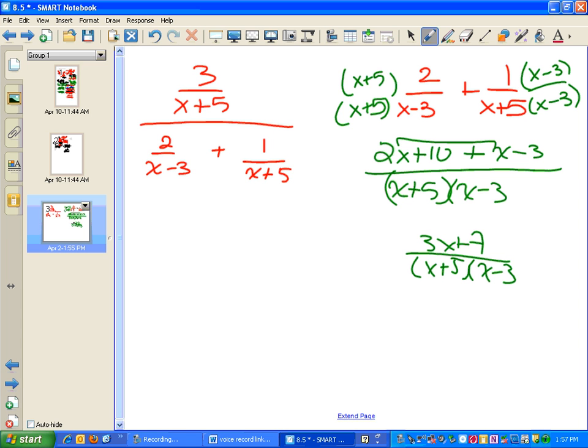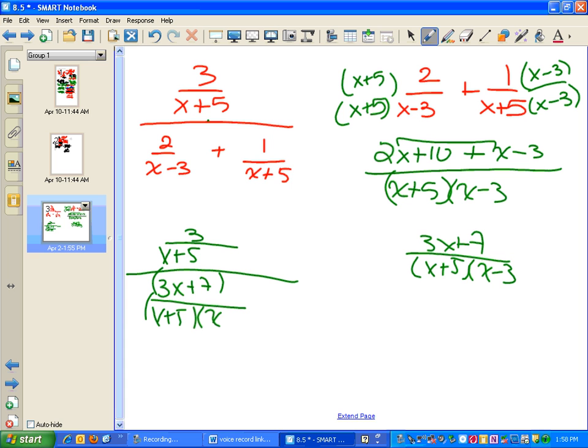What do I do with this? Right. So now we have 3 over x plus 5 all over 3x plus 7 over x plus 5 and x minus 3. Do I multiply out the denominator? No, I don't. Because we wanted to cancel. Does that make sense? All right. That's why you keep the denominators always in factored form.